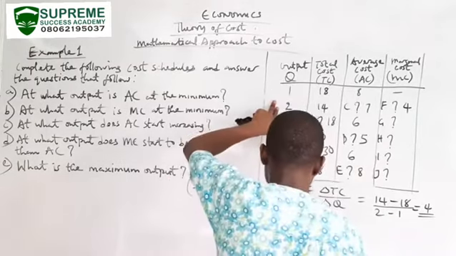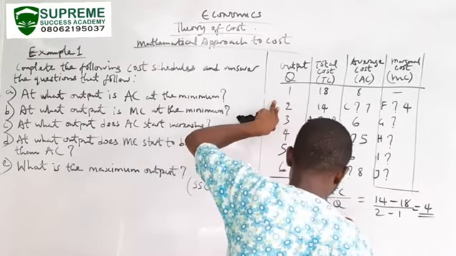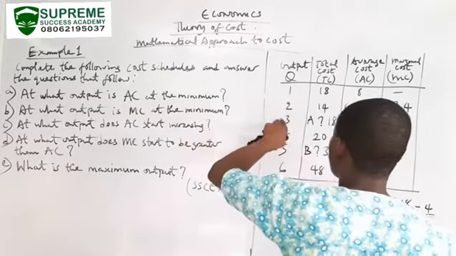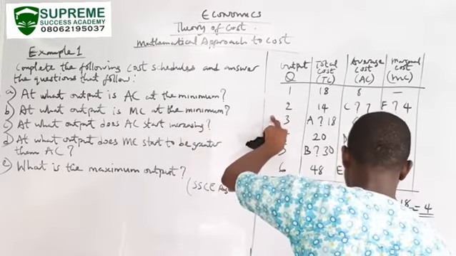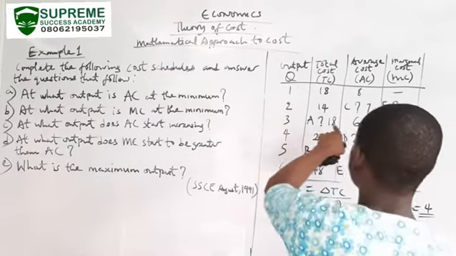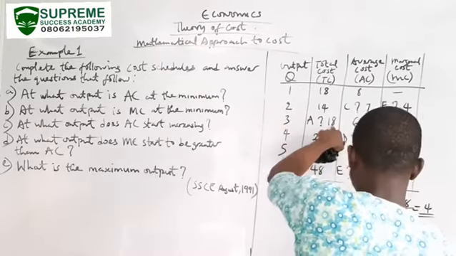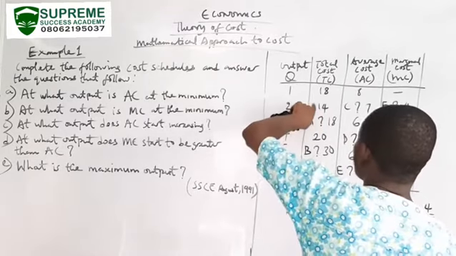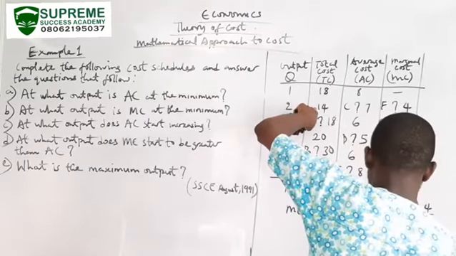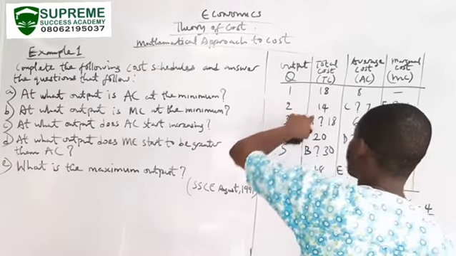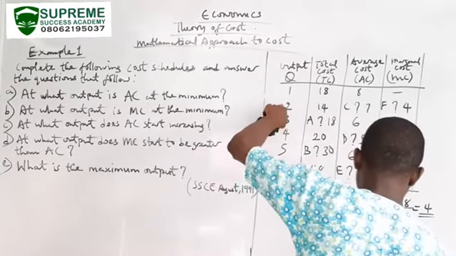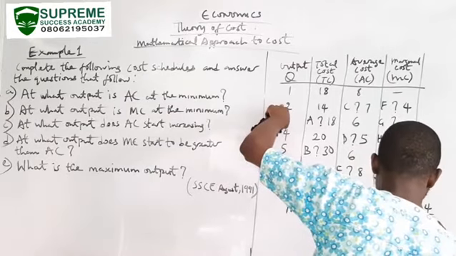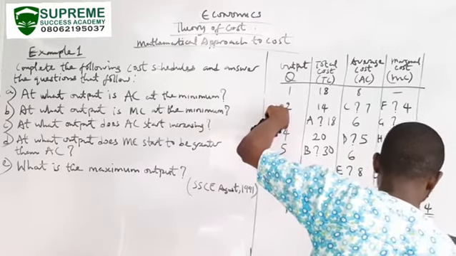So the next one: marginal cost equals change in total cost over change in output. Our total cost here is 18. 18 minus the above total cost, which is 14, divided by 3 minus 2. 18 minus 14 equals 4, divided by 1 equals 4.